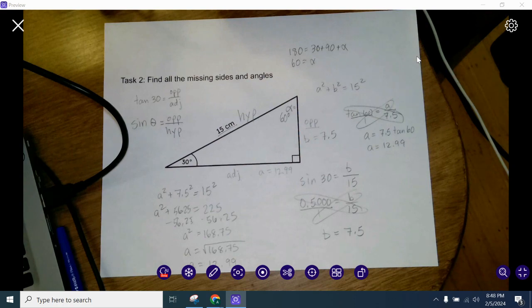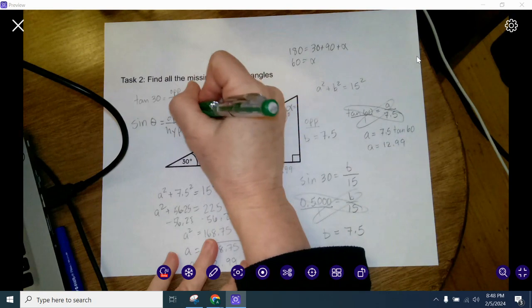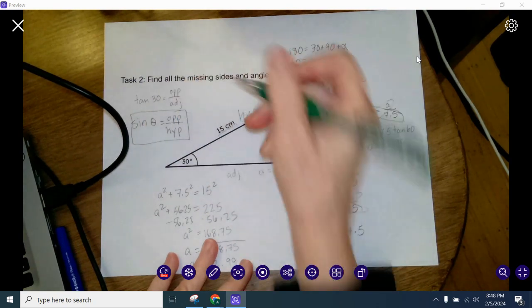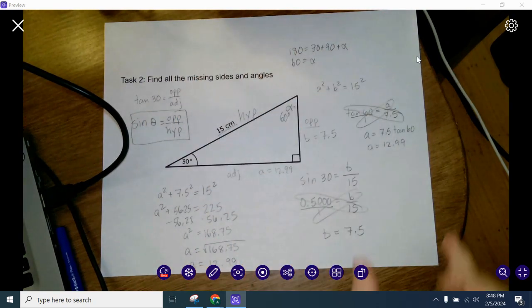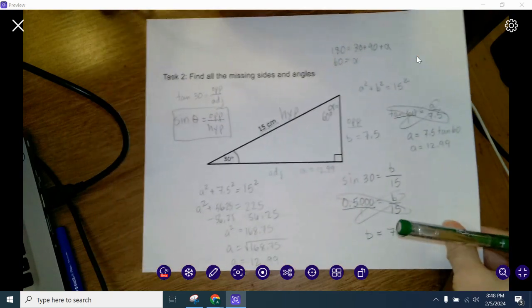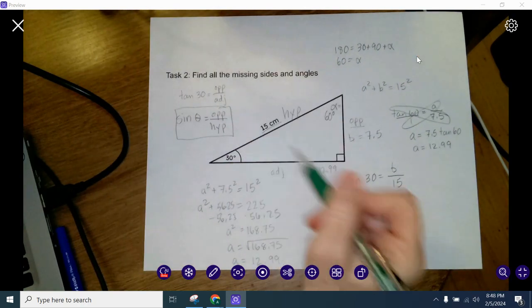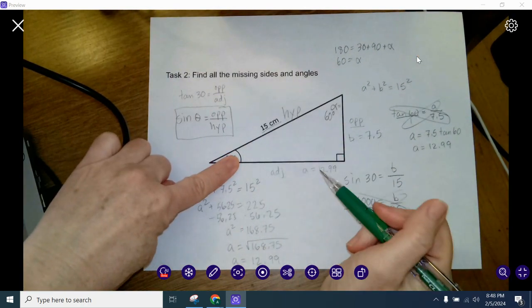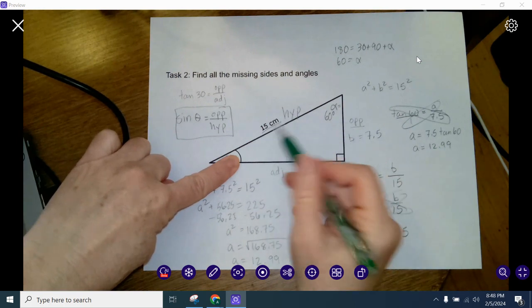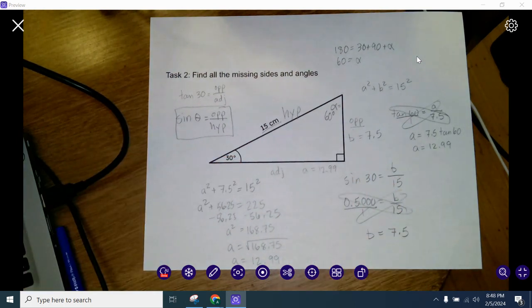Boy, I just made a mess of this paper. Okay, so this is what we're going to be doing. We're introducing the sine ratio. Sine is equal to the opposite of the angle over the hypotenuse. So whichever side is opposite over the hypotenuse. And now you're going to be practicing that in Desmos. And if you want to throw in cosine, you're certainly welcome to as well.